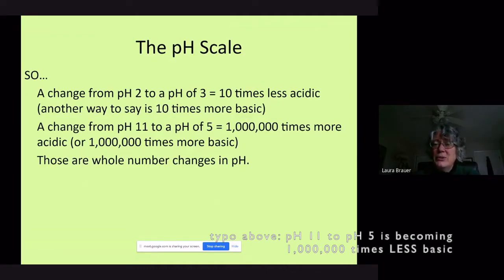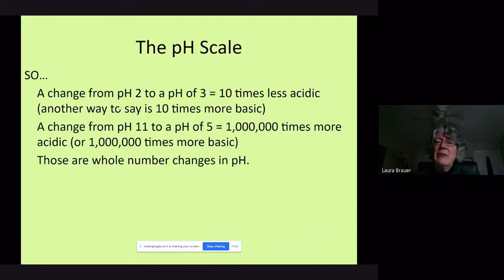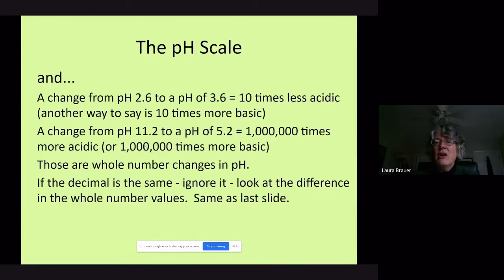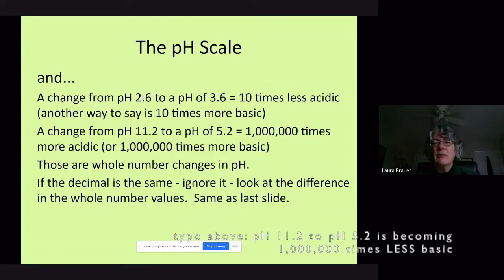One thing that we can do to make it a little bit different is notice that these are whole numbers. If I made them decimals, as long as the decimal behind them is the same number, it's the same thing. Just pretend like the decimals aren't there. Instead of going from a 2.6 to a 3.6, it's just like I'm going from a 2 to 3, just like on the last slide.